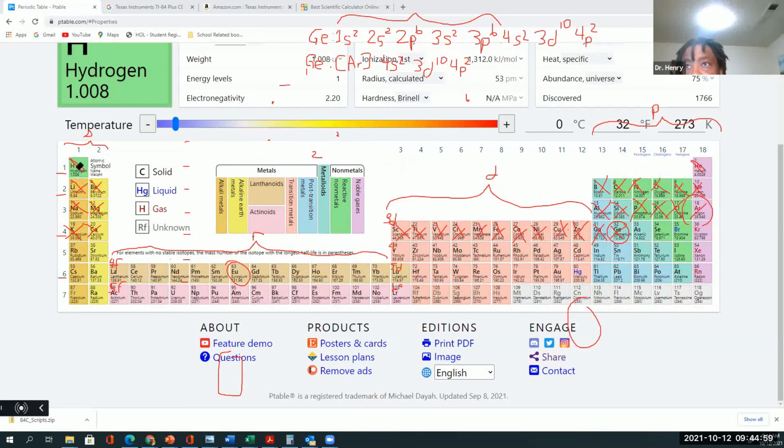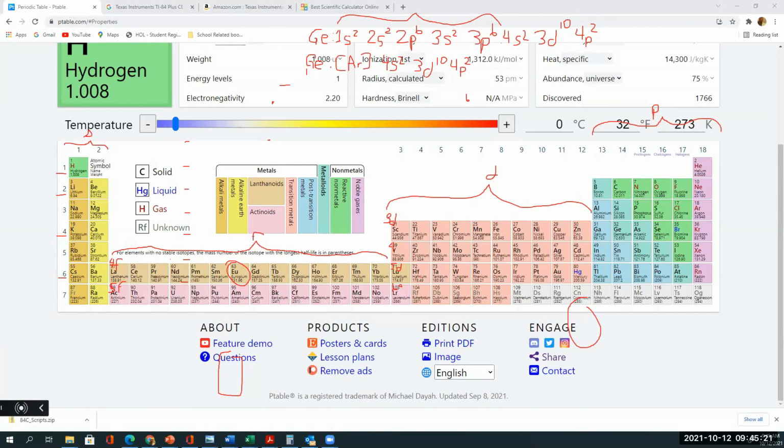Then I'll get rid of all my X's here. Okay, so if we go europium, what would be the nearest noble gas? Xenon? I don't know how to pronounce it. Okay, xenon, you're right.